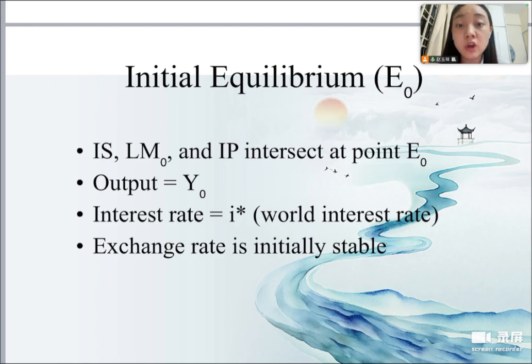Next, let us consider the initial situation. Initially, the economy is in equilibrium at point A0, where the IS curve, the initial LM curve, and the IP curve all intersect. At this point, output is at level Y0, the domestic interest rate equals the world interest rate, and the exchange rate is stable. This is a short-run equilibrium before any policy intervention.